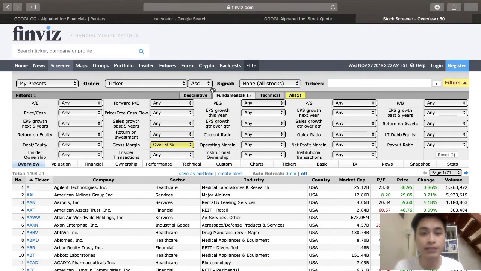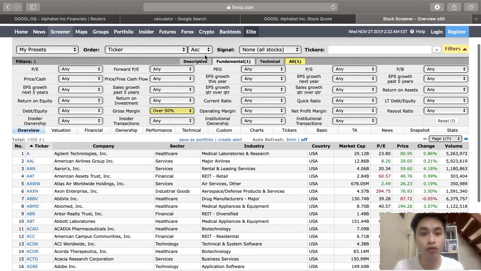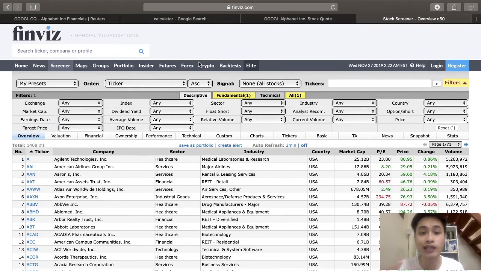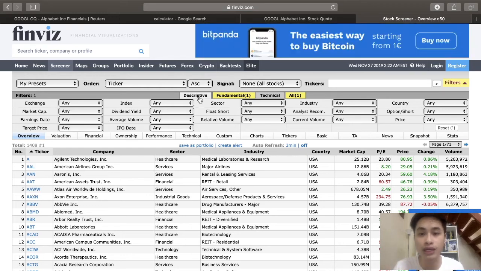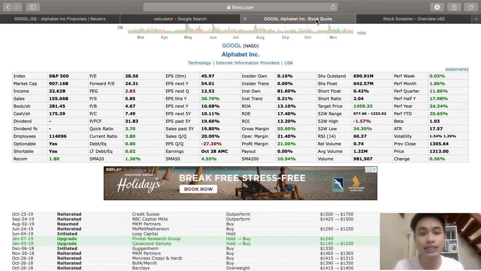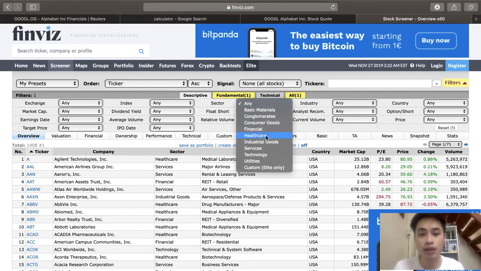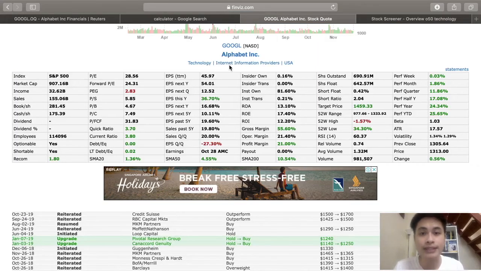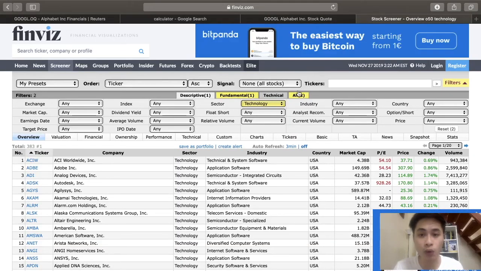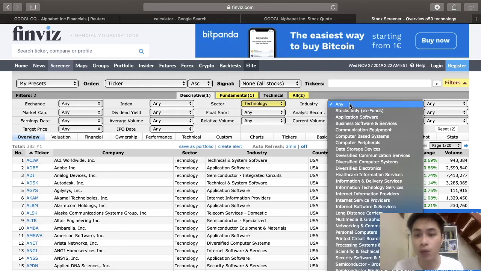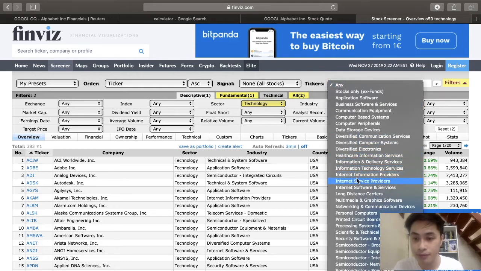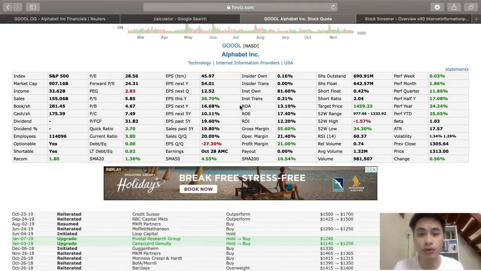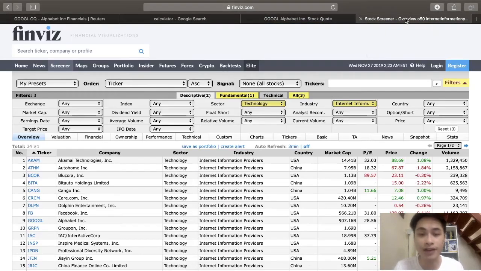So what we want to do is look for over 50%. We click over 50%, and we want it to be in the same sector and industry. So how do we do that? We go to the descriptive. Google is in the technology sector, so we click on technology sector, and it's in the internet information provider industry. So we go to industry and click internet information provider, right? So you can see internet information provider.